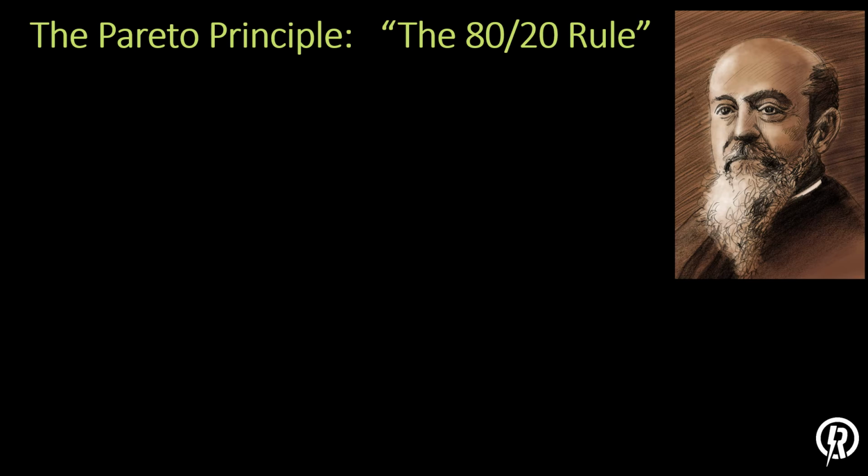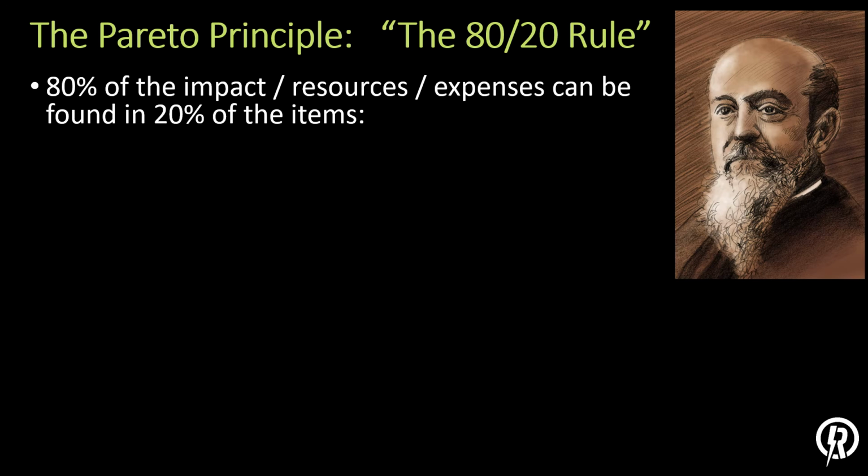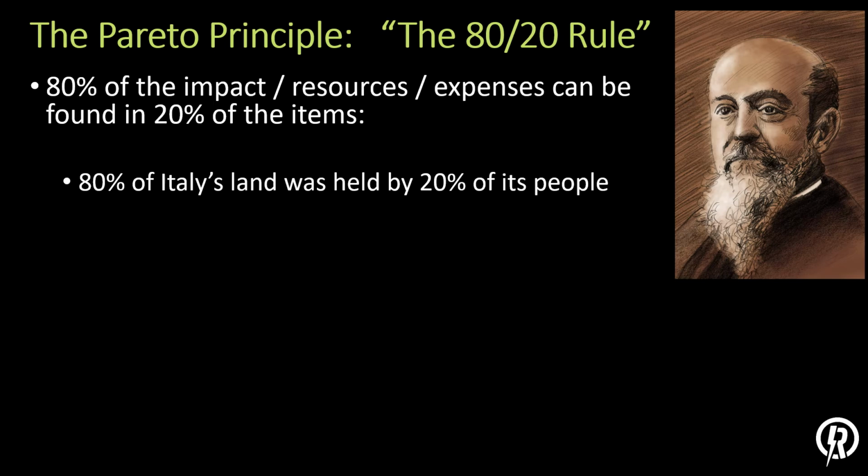That's totally true. So this guy realized that 80% of the impact or resources or expenses can typically be found in 20% of the items. And this is where the 80-20 rule comes from. He was an economist, a sociologist, a researcher in Italy way back in the day, and he did a study of who owned the land in Italy. What he found was that 80% of the land in the country was held and owned by only 20% of its people.